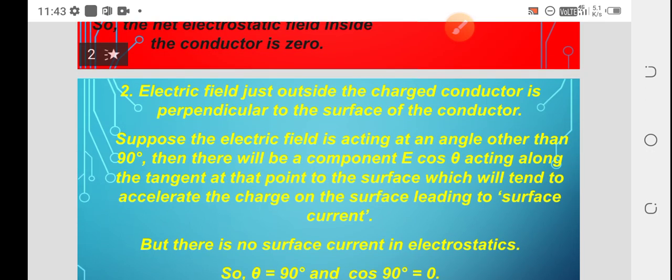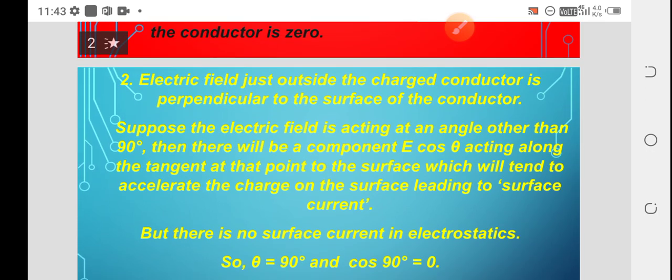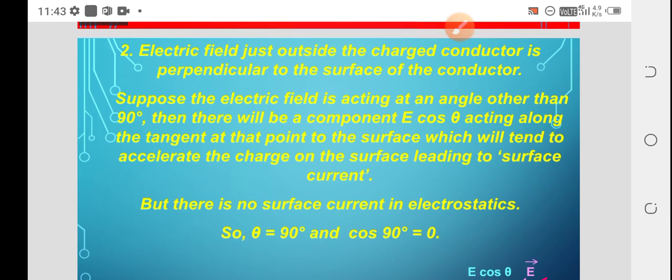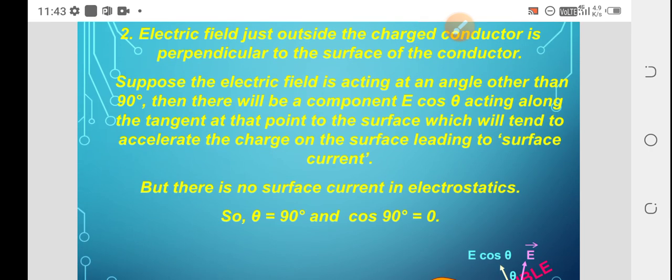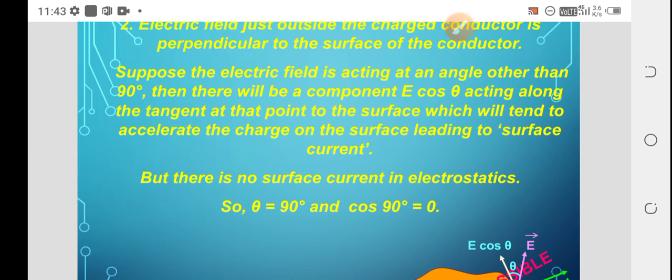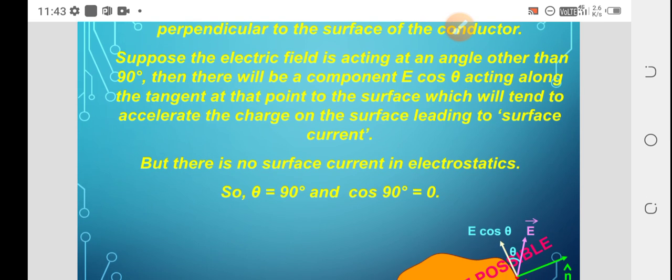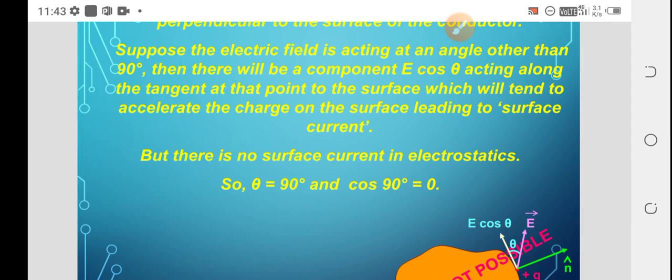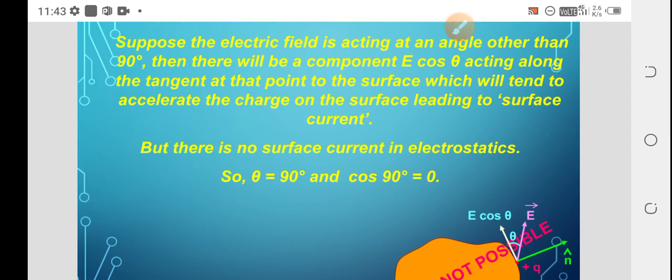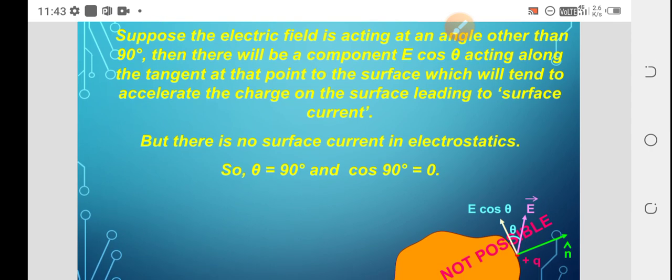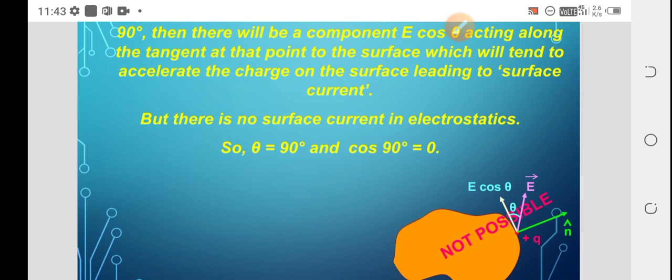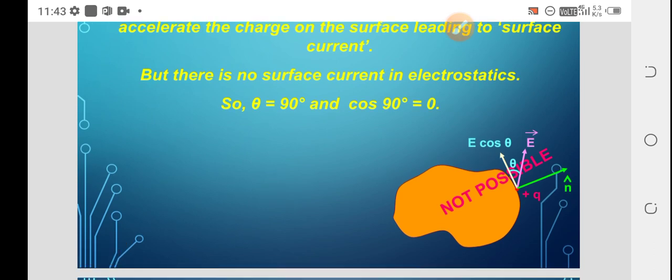So the electric field just outside the charged conductor is perpendicular to the surface of the conductor. If it acted at an angle other than 90 degrees, a component along the tangent would accelerate the charge on the surface, leading to surface current. There is no surface current in electrostatics, because theta is 90 degrees and cos 90 is 0.